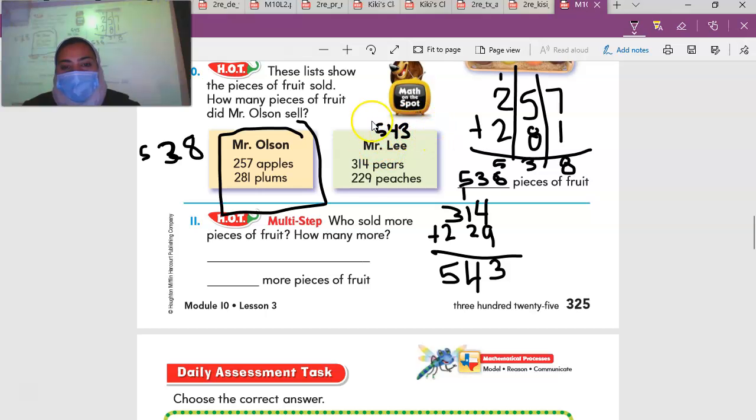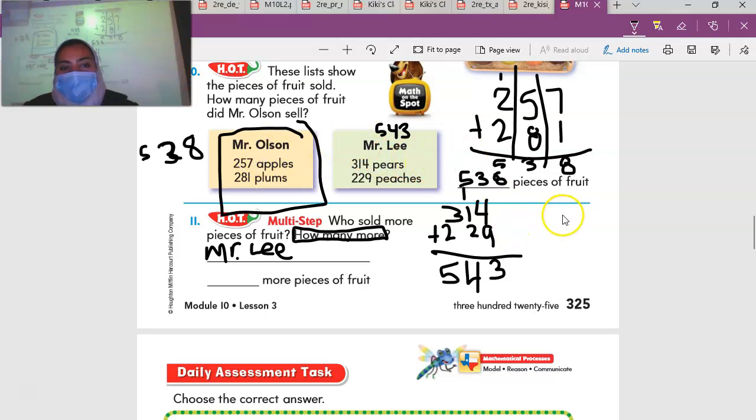Now, who sold more? Mr. Lee. 543 is greater than 538. So who sold more? Mr. Lee. And then the second question is how many more? So we have to find out how many more. What does that how many more mean you have to do? Subtract. Very good. How many more is the key word for subtract. You can box that. So you have to subtract.